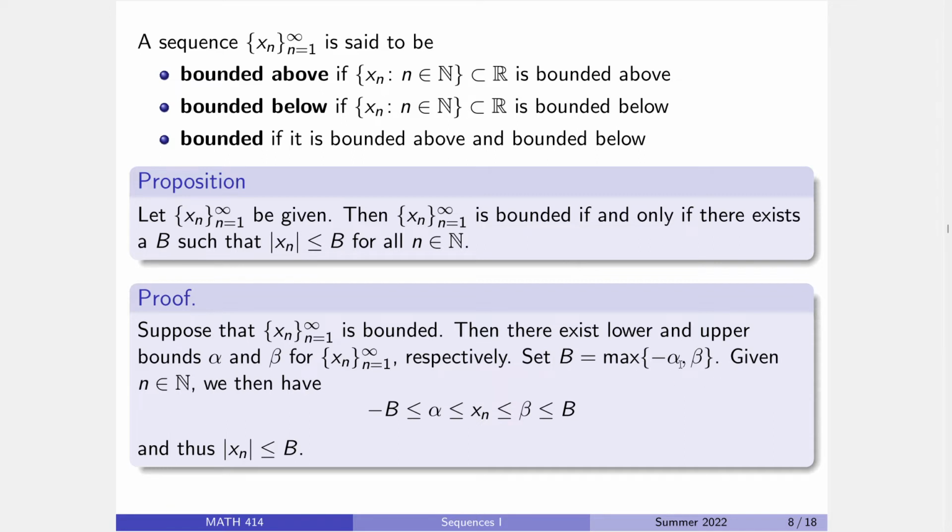Now, that means negative alpha is less than or equal to B, which means negative B is less than or equal to alpha. Alpha is an upper bound for the set of values, so x sub n is always less than it. Beta is an upper bound, so x sub n is always less than beta. And B is bigger than negative alpha and beta, so beta is less than B. Hey, there we go, x sub n is greater than negative B and less than B, so its absolute value has to be less than or equal to B. And the converse, then, is similarly proven. You just basically read this backwards, because this guarantees that this holds, and that gives you an upper and a lower bound, respectively.